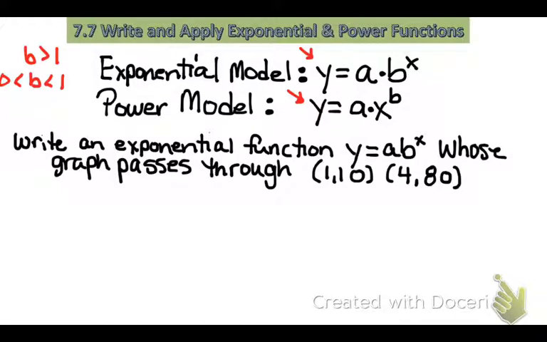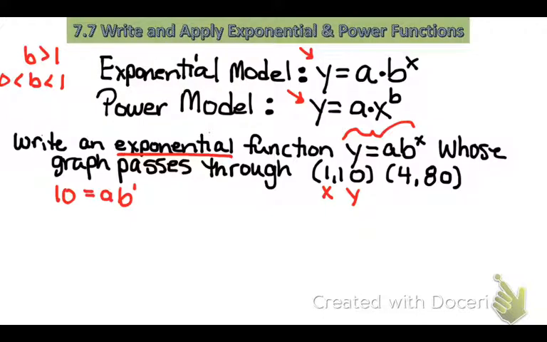We're going to start with an exponential example. And here we have the equation. We have our x and our y, and we're just going to sub those in. So that gives us 10 is equal to AB, and the x value is the power, so that's a power of 1. Now we're going to do the same thing with the 4 and 80.